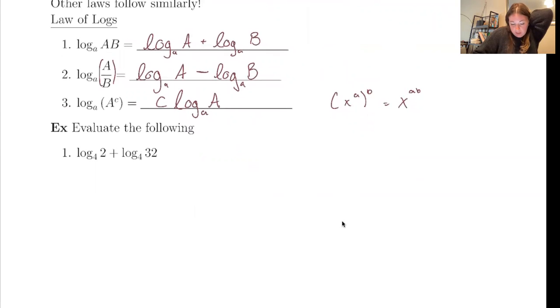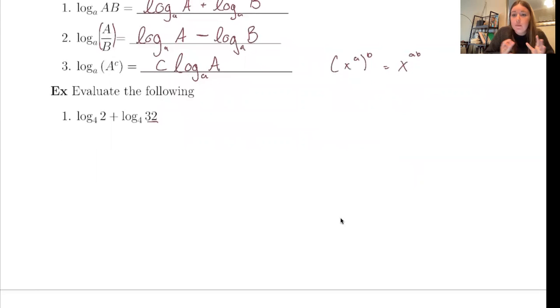So let's evaluate the following. Sometimes it's better to combine things into something rather than do each logarithm on its own. So we have log base 4 of 2 plus log base 4 of 32. I don't know what log base 4 of 32 is. I know log base 4 of 2 is probably like 1/2, but I don't know what 32 is. That seems kind of hard. So let's combine them into one logarithm to see if it works.